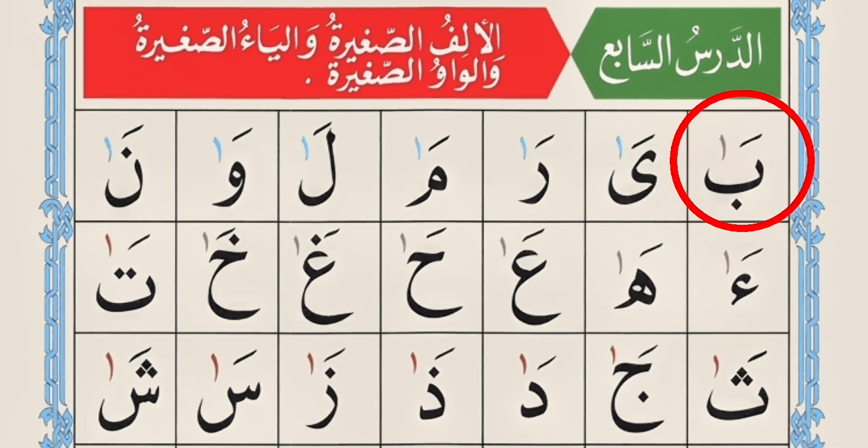You can see this ba'un with the alif saghira. Ba. Ya'un with alif saghira. Ya. Ra'un with alif saghira. Ra. Mimun with alif saghira. Ma.